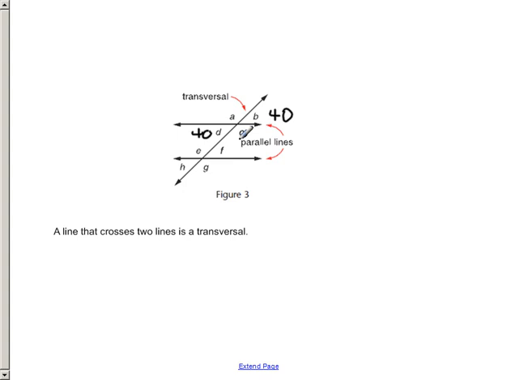And I would know that angle A plus angle B, adjacent angles, need to have a sum of 180. So 180 minus 40 would be 140 degrees. So just by knowing the measurement of one angle, I can figure out the measurement of other angles.